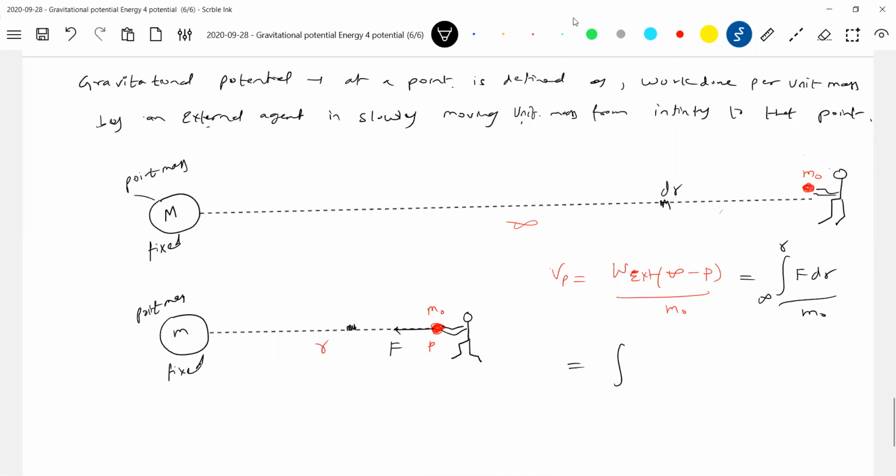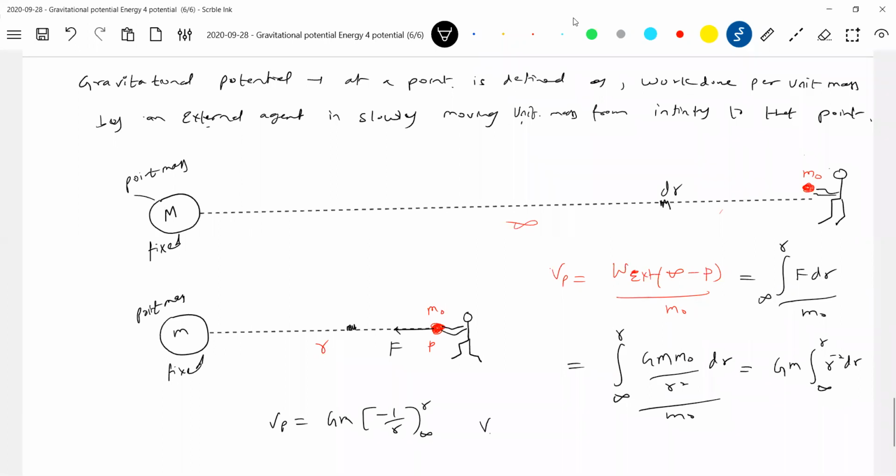So this should be equal to, what is the force of interaction? G m m naught by r square, dr, by m naught. M naught gets cancelled, so Gm will be outside. This should become equal to Gm, minus 1 by r, from infinity to r. So what is the gravitational potential at point P? Minus Gm by r. This is due to the point mass.